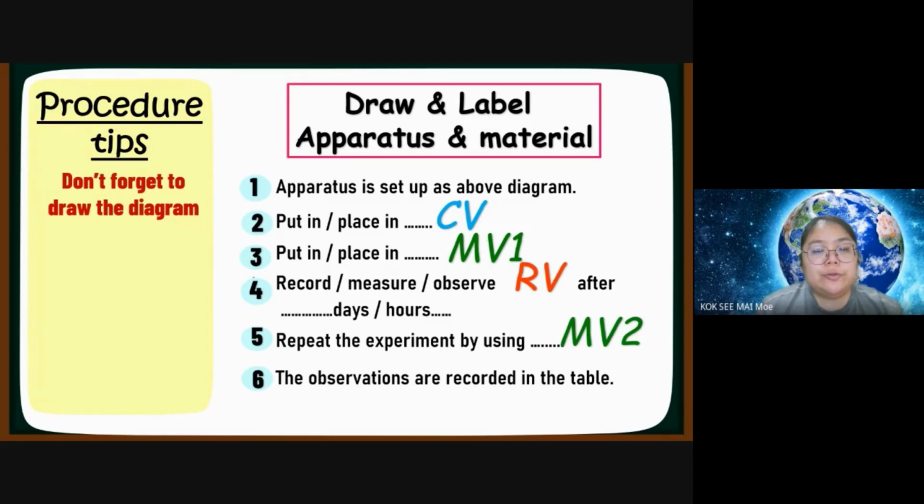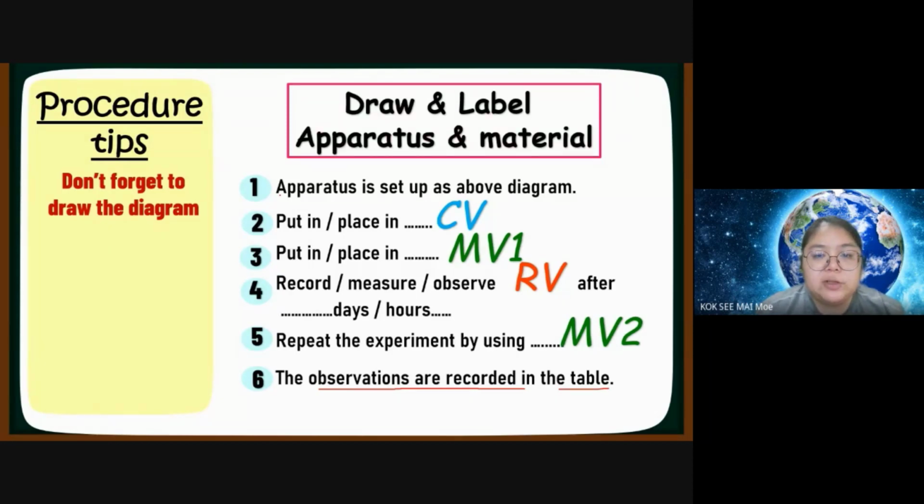So 1 to 4, actually you have finished one set of the experiment. So number 5 is a repeat. Now you repeat, you must use another manipulated variable, is it? So the other one should be sodium hydroxide. Okay, so that's the MV2. So you say repeat the experiment by using another solution. Okay, number 6, the observations are recorded. This one you must write. Okay, this one you must write. Recorded in the table. That's all.